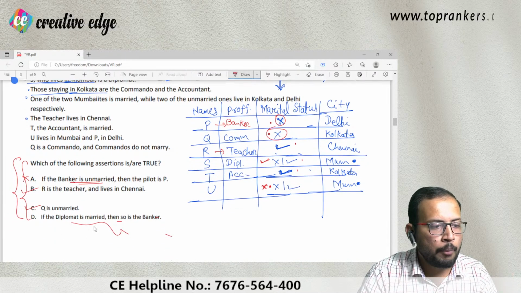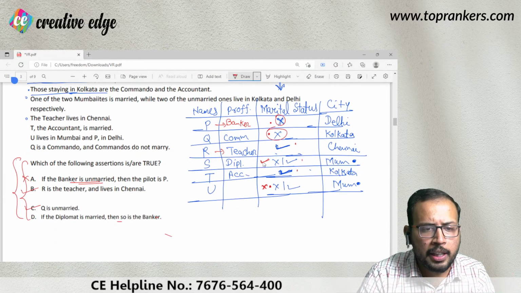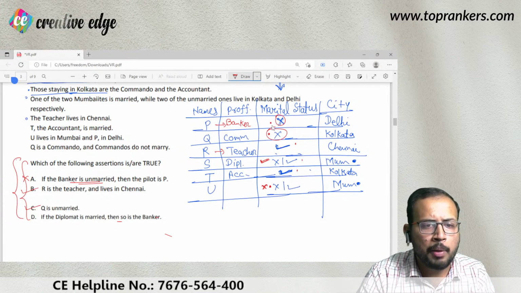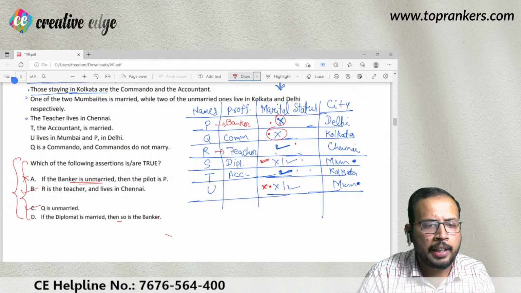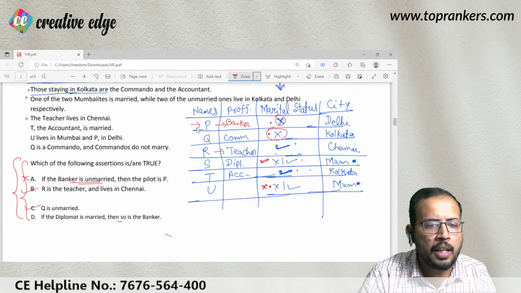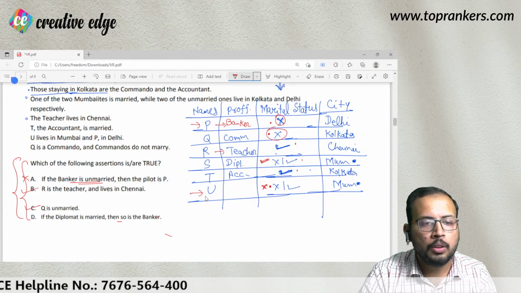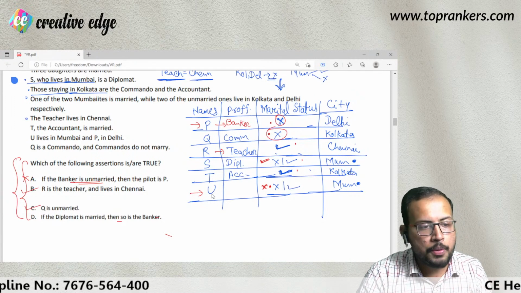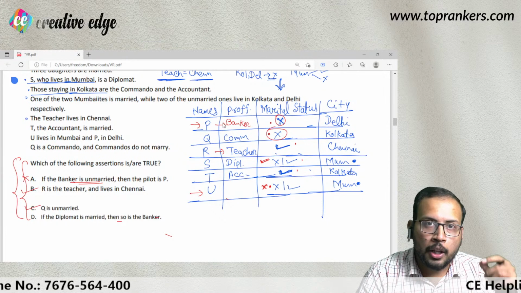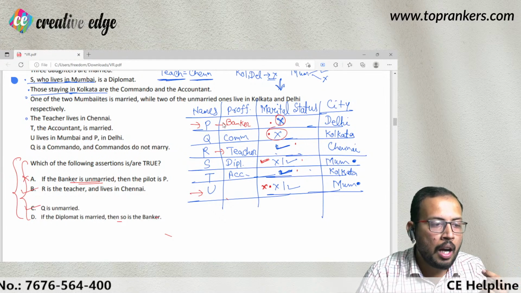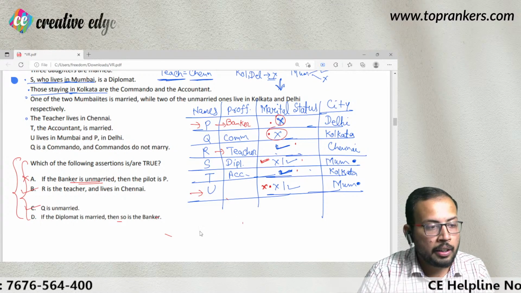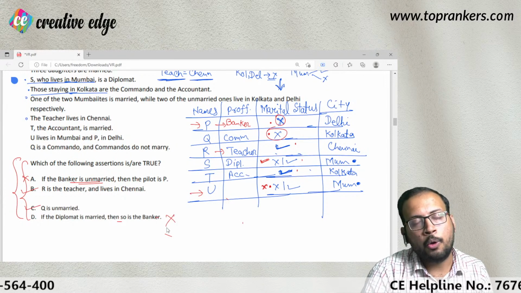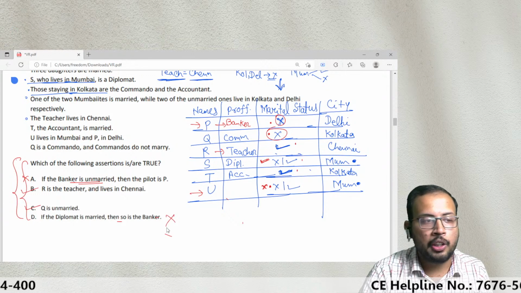Then, if the diplomat is married, so then is the banker. So I believe banker cannot be married in that case because banker could be either P or U. So if diplomat becomes married and banker becomes married also, the number of married people are going to be increasing. That is why D is also not going to be the correct one. So I hope you must have understood this question very well.